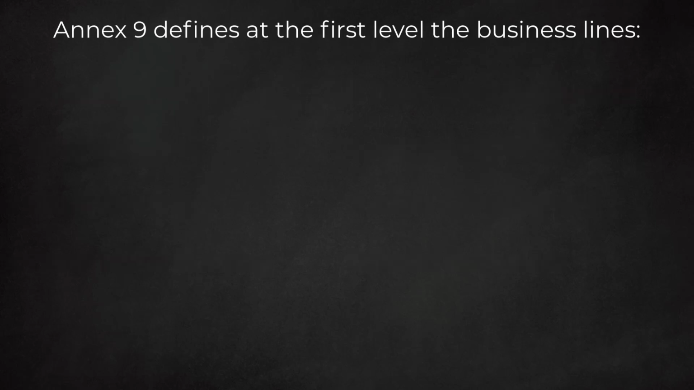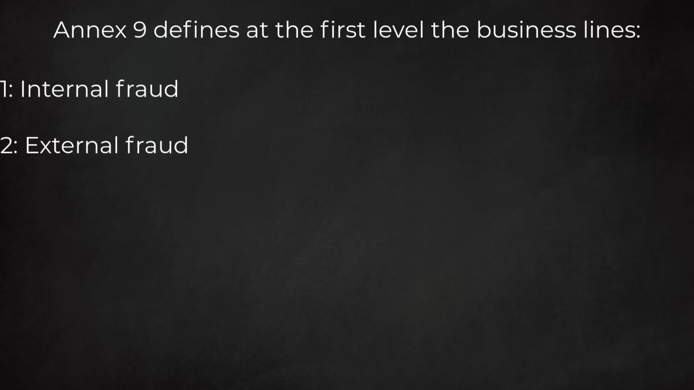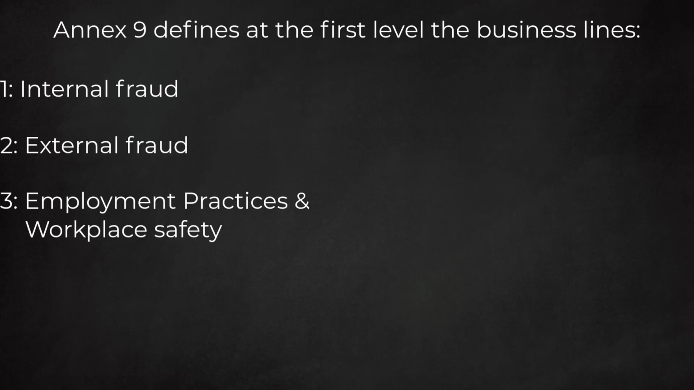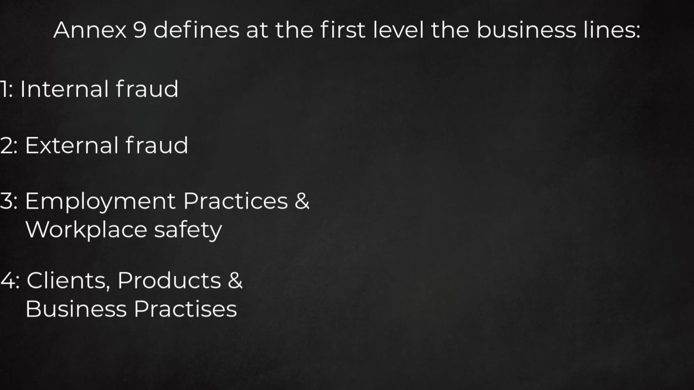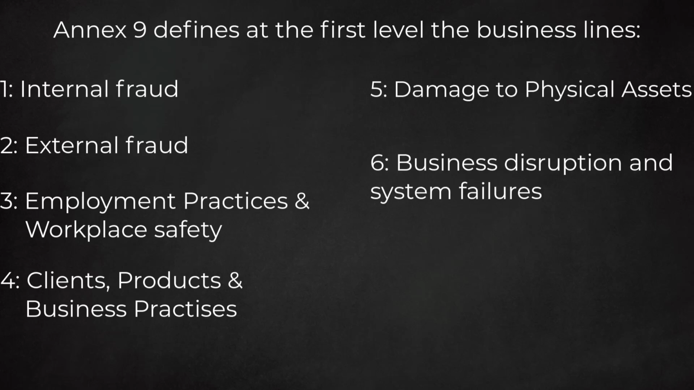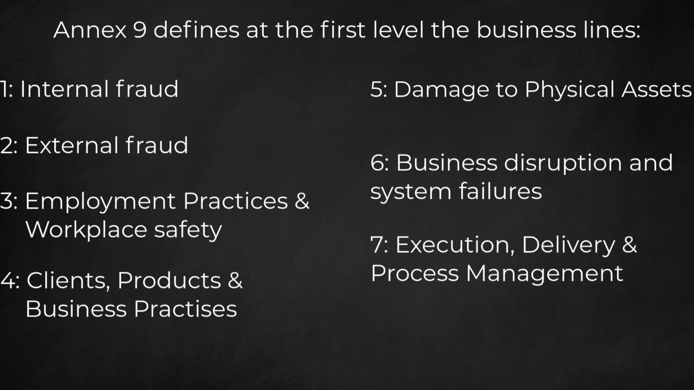The first level of the loss event classification in Annex 9 lists 1. Internal fraud. 2. External fraud. 3. Employment practices and workplace safety. 4. Clients, products and business practices. 5. Damage to physical assets. 6. Business disruption and system failures, and 7. Execution, delivery and process management.